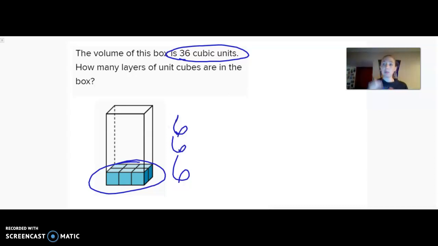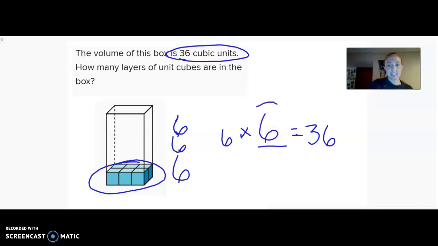Okay, so I can think about counting by 6s until I get to 36. Or 6 times something is going to equal that 36. You might know, you might need to stop and count. What is it? 6. 6 layers, because 6 times 6 is 36. If I count by 6s, 6, 12, 18, 24, 30, 36. So, again, ask for help if you need it. Ask people around you working on the same thing, or ask me. You can do it. Good luck.